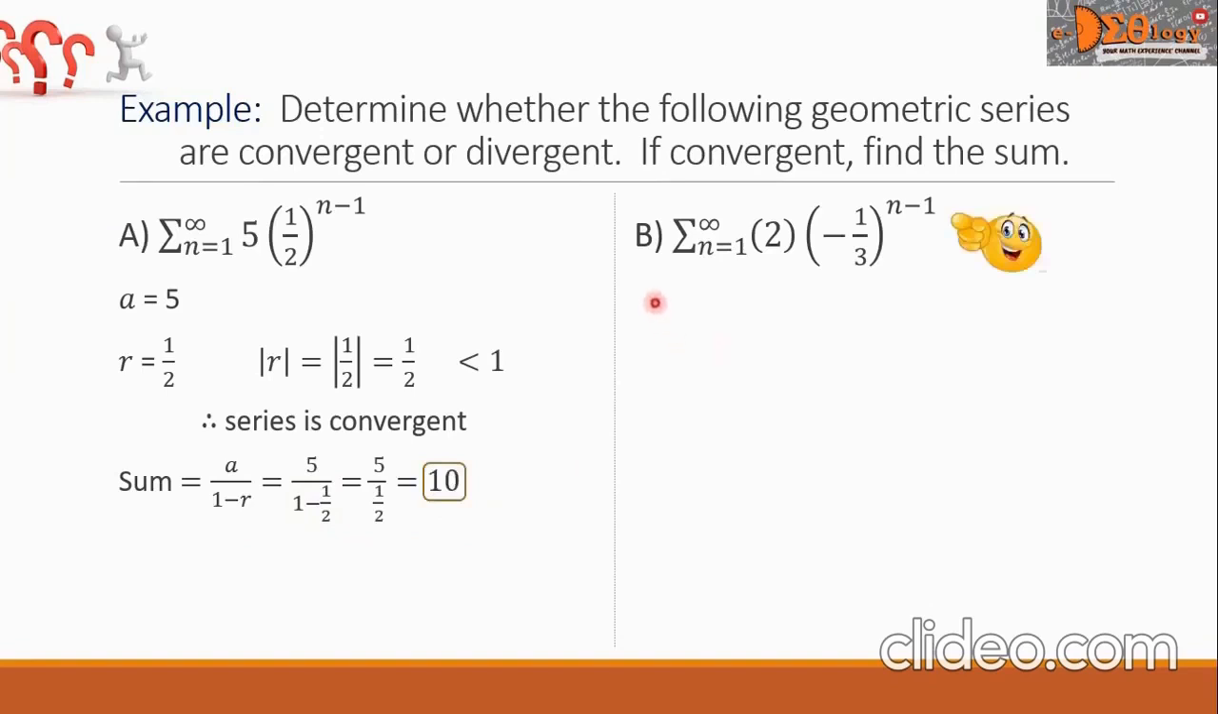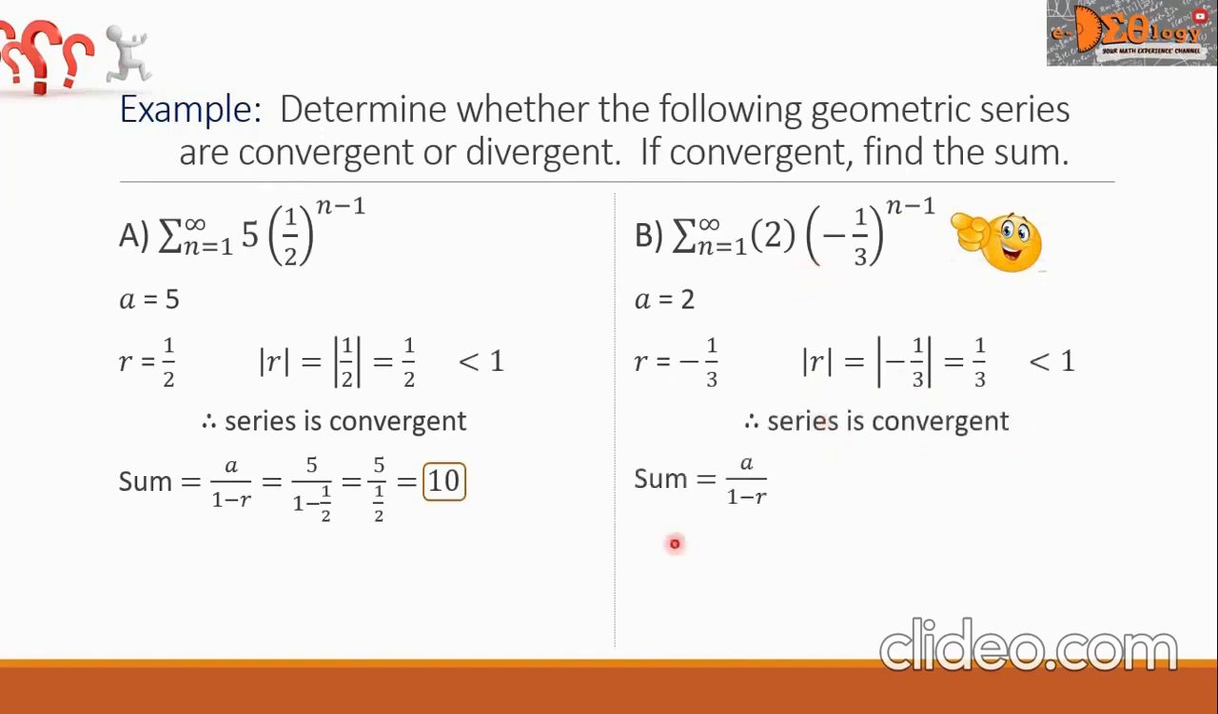Now, problem B. Collecting the values, a equals 2 and r equals negative 1/3. The absolute value of r is equal to absolute value of negative 1/3. And this is equal to positive 1/3. And 1/3 is less than 1. So we say that the series is convergent.